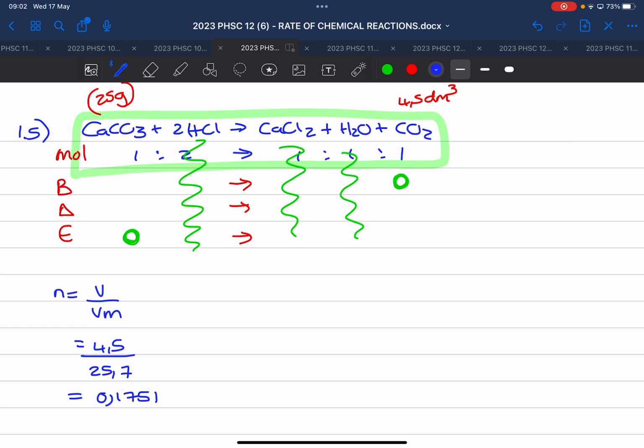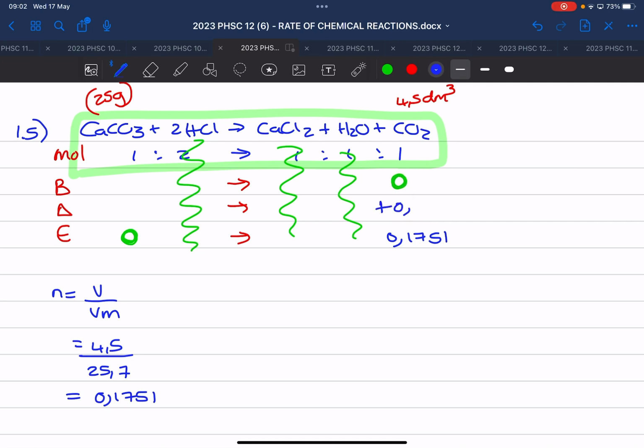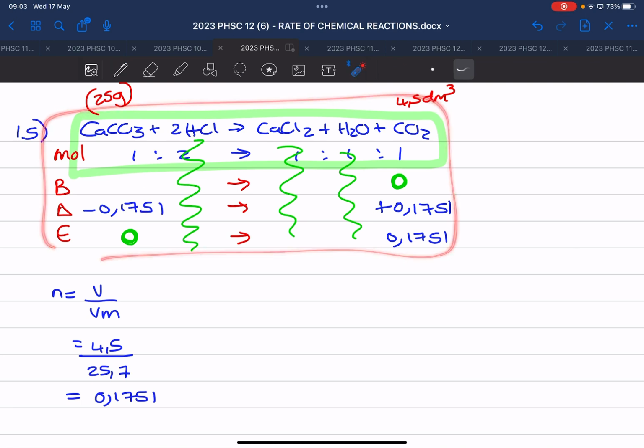Right, so here at the end we have 0.1751. So if we started with 0 and we got that at the end, then obviously that is how much we gained. Then our mole ratio is 1 to 1. So are you guys done? You can go. So if that is how much we gained, then that is how much we should have used here.